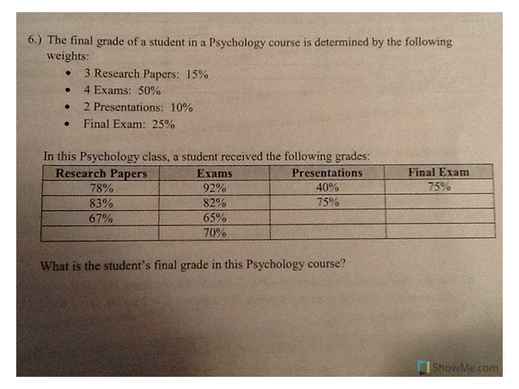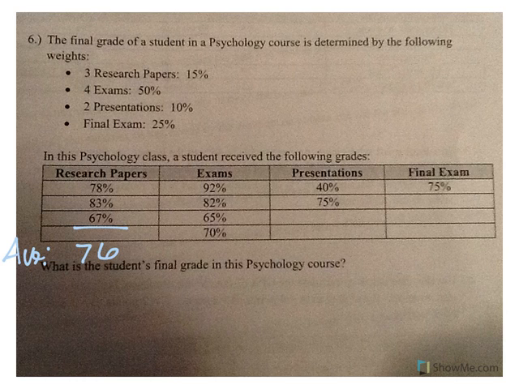We've got 3 research papers that are 15% of your grade, 4 exams at 50%, 2 presentations at 10%, and the final exam is 25%. Well, if you look at your data, we need 1 score for each one of these pieces, right? So we have to go down here and we need to find the average. So for my research paper, I'm going to add those together and divide by 3, and I have a 76 average on my research paper, right?